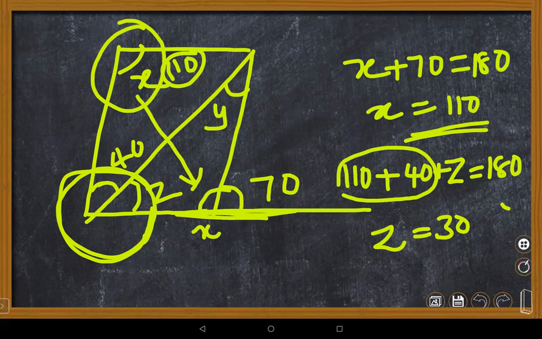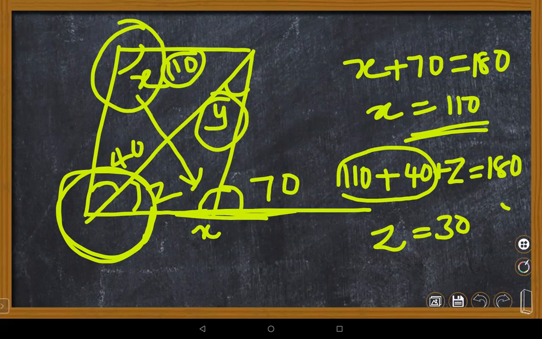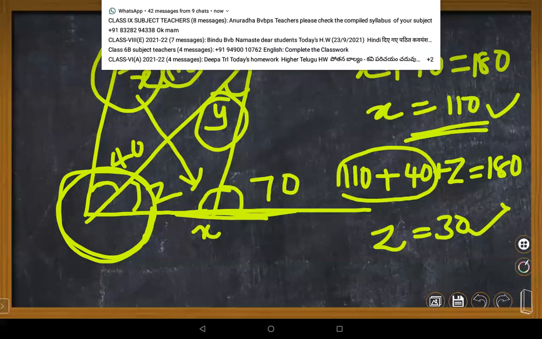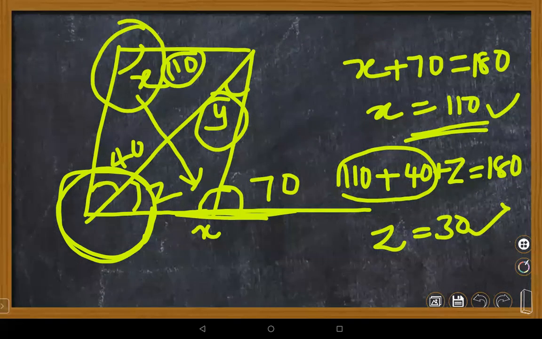Ma'am, which value are you asking? I just want to find out the value of y, Bhavya. To find out the value of y, which property can I use here? Because I know the z value, I know the x value, I need to find the value of y. He said one property, ma'am, we can use the angle sum property of a triangle. X we know as 110, z we know as 30, together 140, so the y angle is 40. I agree with Abhinav.